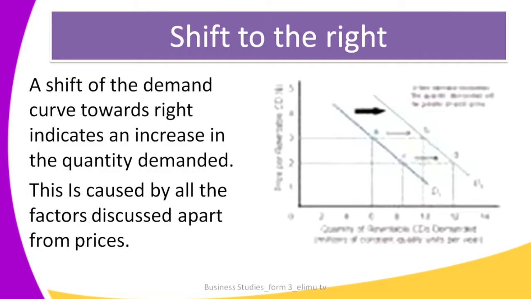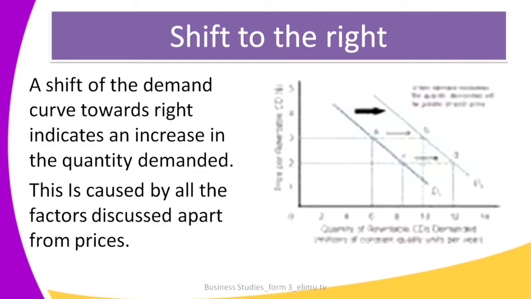Please note that a shift to the right is caused by all the other factors apart from price, the factors increasing the quantity demanded. Remember, when you are talking about factors affecting demand, we're saying a shift to the right is caused by the factors that increase demand of a product apart from price. Price causes a movement along a demand curve. So put that aside when it comes to the shift of the demand curve.